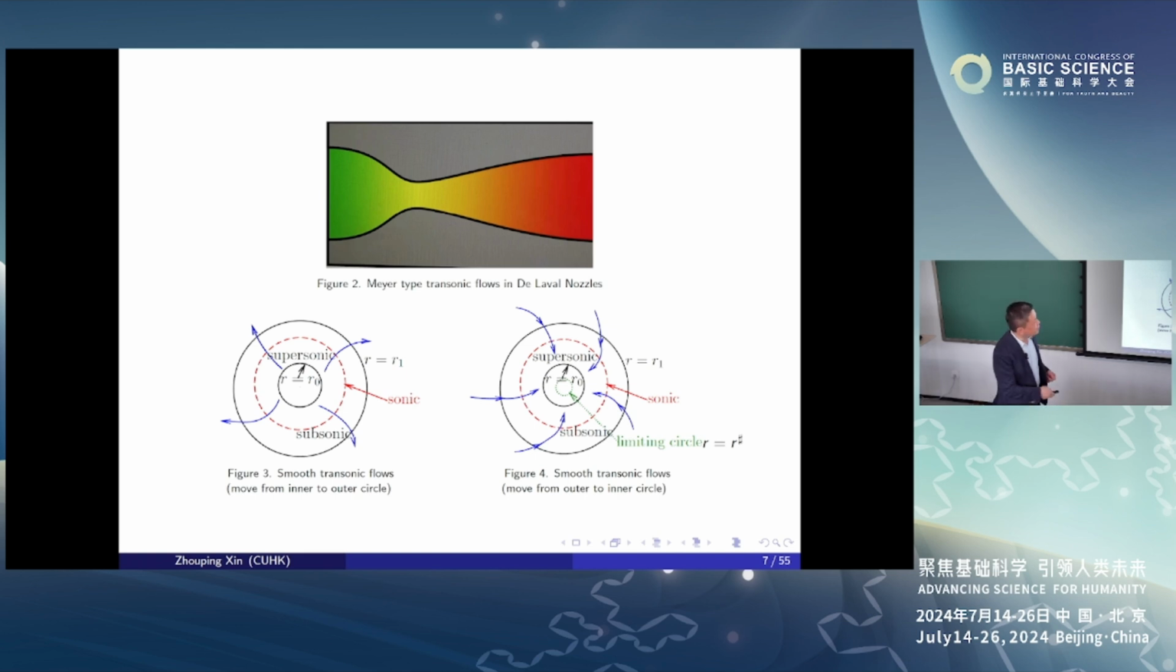Similarly, you can accept a limiting circle. You can also spiral in, turn in, and from subsonic flow become sonic and then supersonic. Both kinds of flow exist.